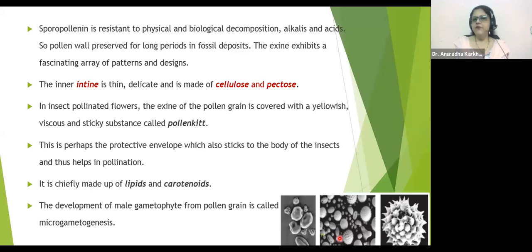In insect pollinated flowers, the exine of the pollen grain is covered with a yellowish, viscous, and sticky substance called pollen kit. My dears, kindly remember this word. What is pollen kit? Now, what happens because of this pollen kit? It's a sticky glue-like thing that is made up on the pollen. Okay, so viscous means sticky. We say chikkat in Hindi, something that sticks, gooey, that is called sticky.